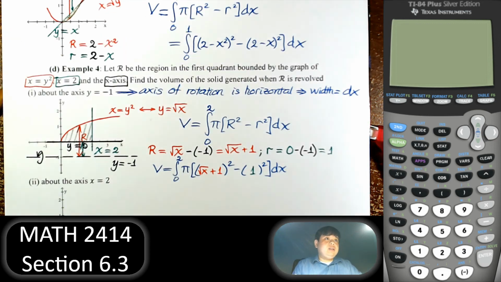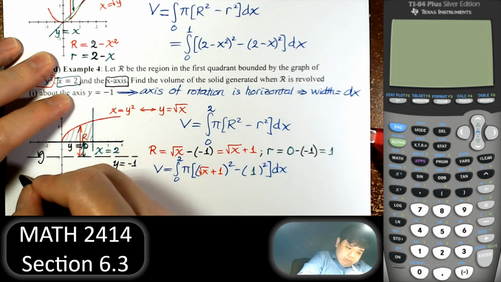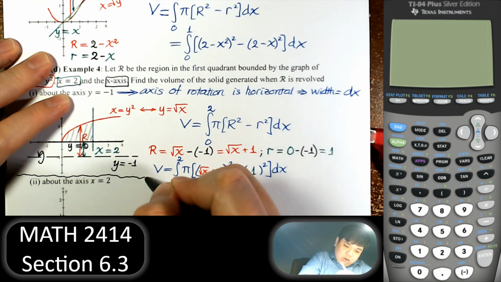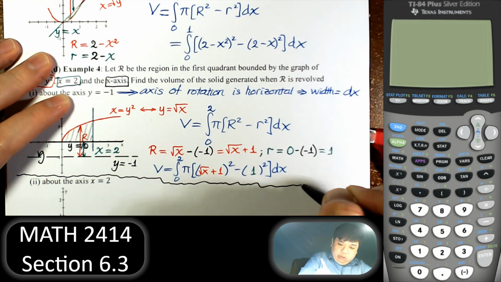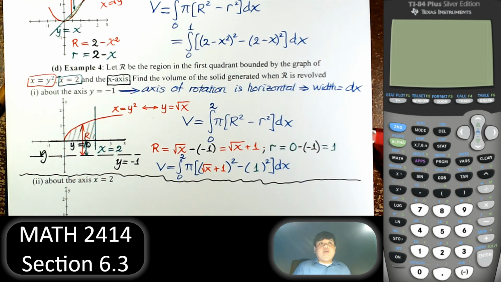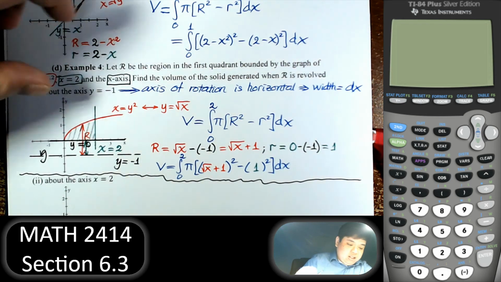So that's pretty much it. Of course you can integrate that, but that's not the focus of this section. The focus of this section is how to set up the formula for the disk or the washer method. So it could be dx, could be dy, could be the x-axis or the y-axis or any vertical or horizontal axis.